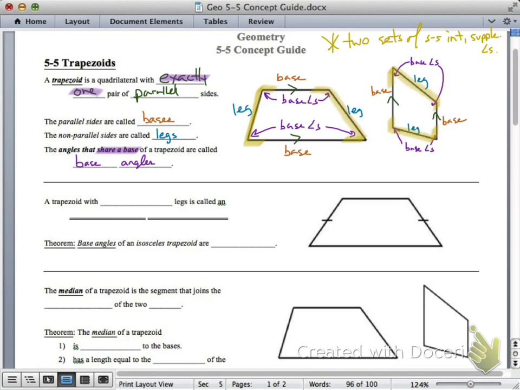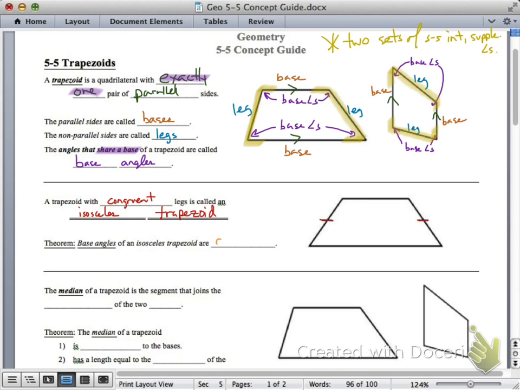Now, back to the special type of trapezoid. A trapezoid with congruent legs is called an isosceles trapezoid, like a triangle with two congruent sides is called an isosceles triangle. So that idea remains the same.